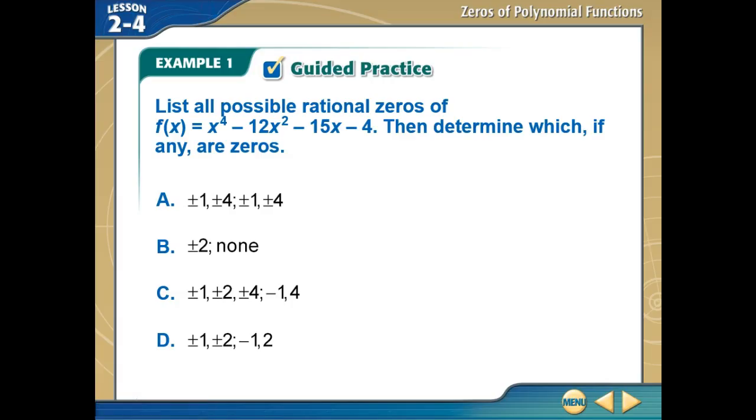All right, so go ahead and see if you can figure out this example on your own, listing all of the possible rational zeros of this function. And then after the semicolon, figuring out which ones of those are actual zeros.